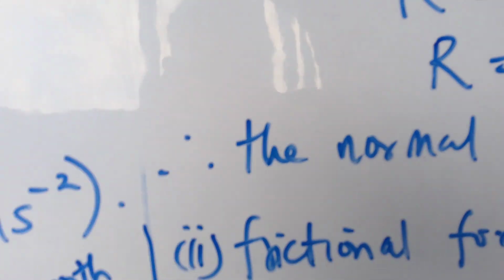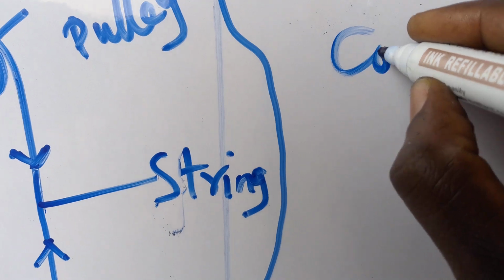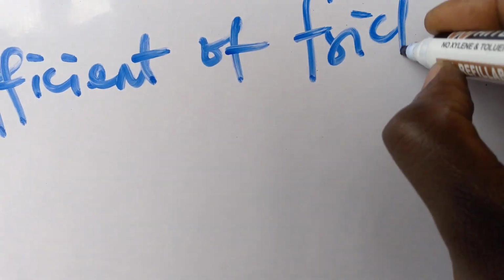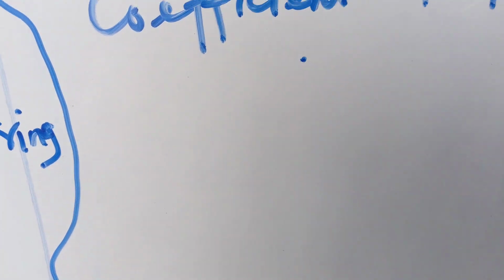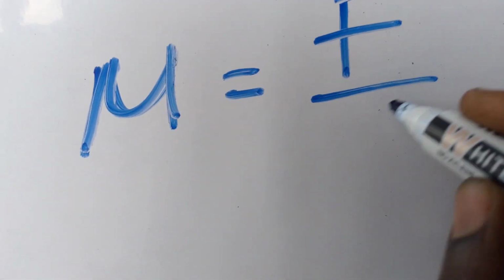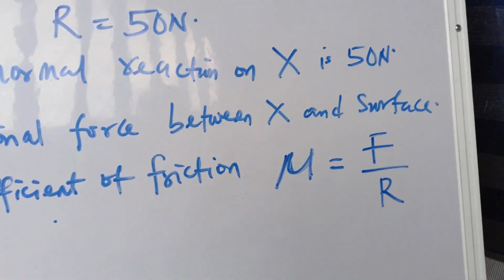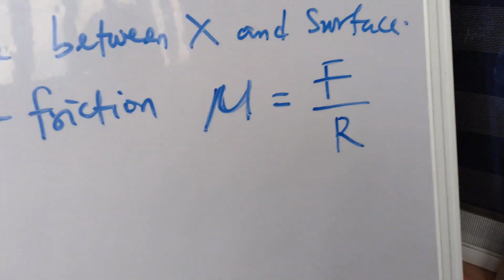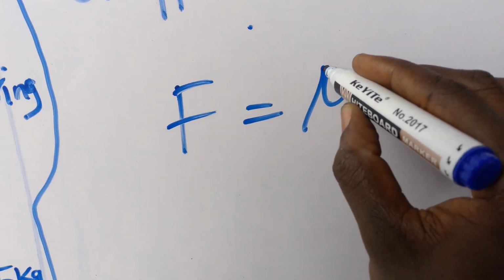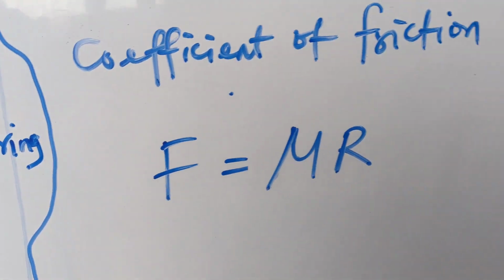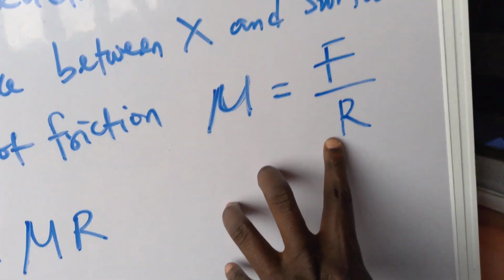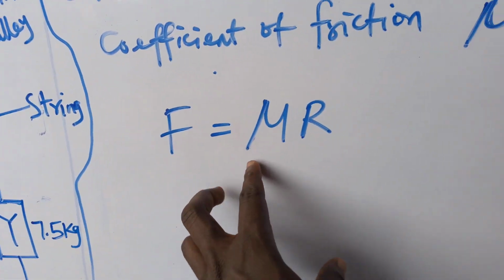Okay. Now we know that coefficient of friction, which is mu, is equal to frictional force over the normal reaction. Now making F the subject of the formula, I have that F is equal to mu times R. So the frictional force F will be equal to coefficient of friction times the normal reaction. So I have F equals mu R.